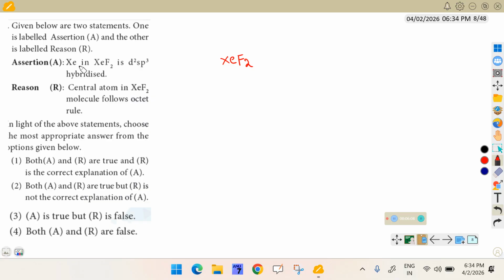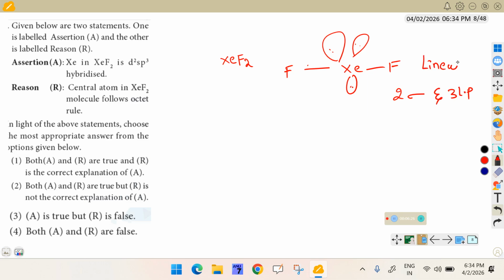Assertion: xenon in XeF2 is d2sp3. This is the XeF2 structure. In the XeF2 structure, 2 sigma bonds and 3 lone pairs are involved. Geometry is linear and its hybridization is sp3d. But here it is given d2sp3, so this is wrong.